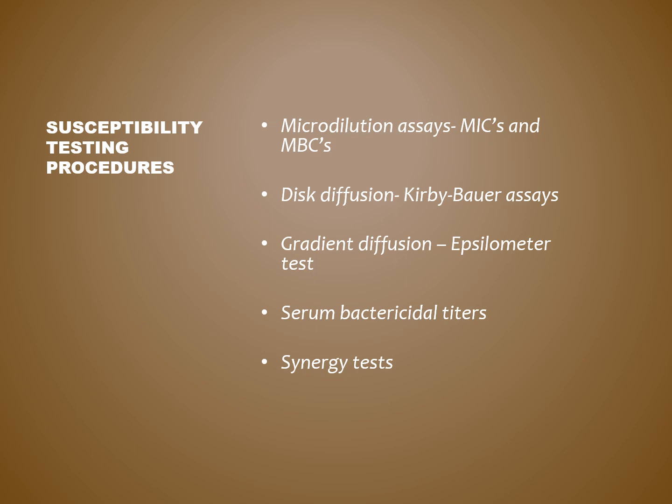There's several different methods for susceptibility testing. One such method is called the microdilution assay. This is where we can find MICs and MBCs through a machine called the MicroScan, which is a quantitative way of determining if we have an organism that is sensitive, intermediate, or resistant to a drug. In the MicroScan method, or the microdilution assay, we're actually doing serial dilutions of different concentrations of antibiotic.